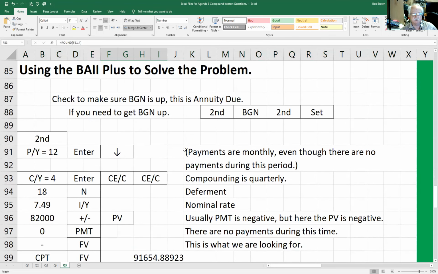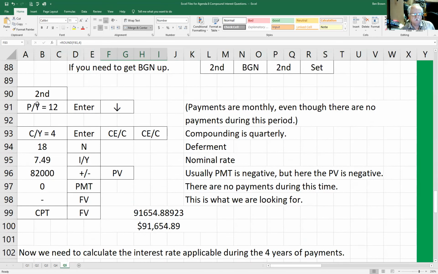Let's take a look at the BA2 Plus. It's annuity due, so BGN has to be up. We've got to set PY and CY separately because it's a general annuity, and we come up with a future value. This is after 18 months. This is how much money they owe. They owed 82,000. Now they owe 91,000.